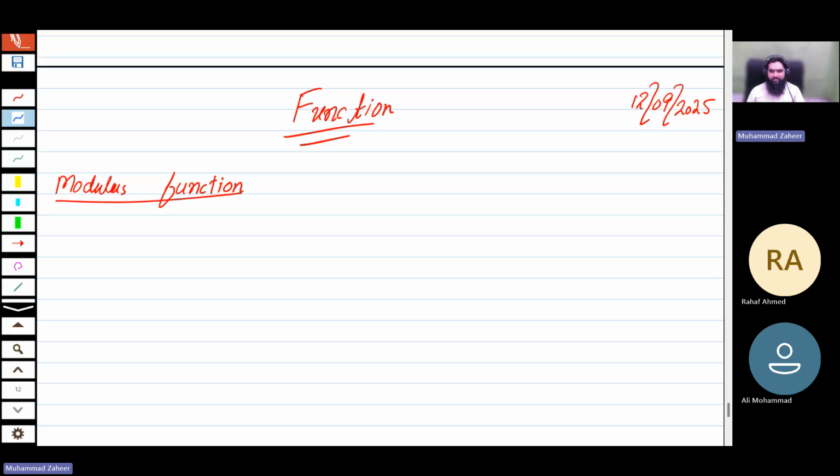Now next we have the modulus function. The modulus function just works like this. If you give it any input, it is going to make it positive. All right. The modulus function.